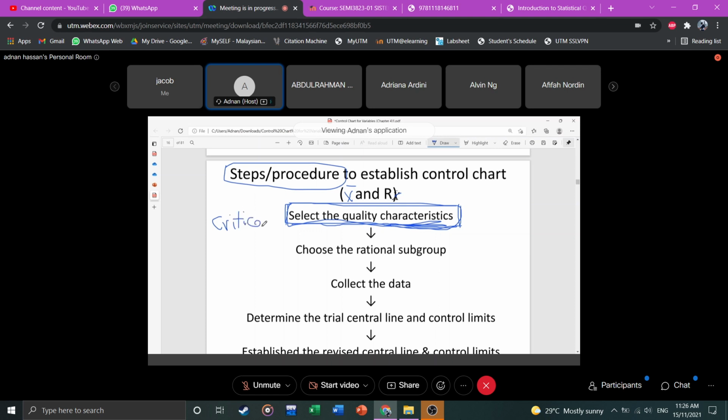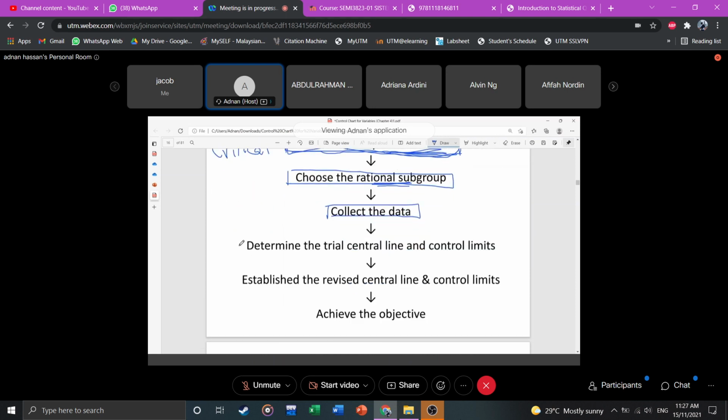Critical part. And then we choose the rational subgroup. This is what I was discussing last class, rational subgrouping, where we need to select samples. How do we do the sampling? It could be instantaneous or over a period of time. And then we do data collection. And then we determine the trial central line and control limit. So this is phase one. Up to this is phase one, which is trial. After that, we establish a revised chart. This is going to be phase two.